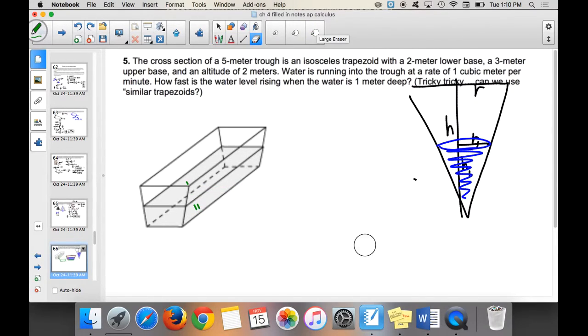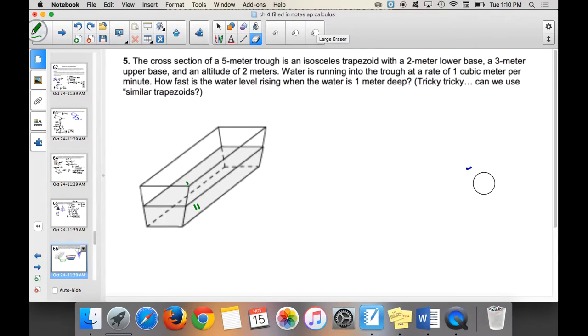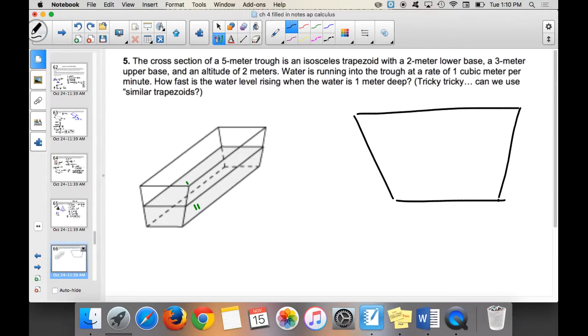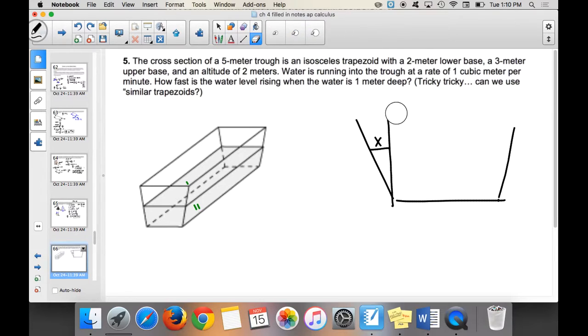So when we're doing these similar trapezoids, what we're going to do every single time is take this trapezoid and use similar triangles right there. So we're going to create a little x and use that. Okay, so you probably want to write kind of tiny. If you need an extra piece of paper, you can use one.